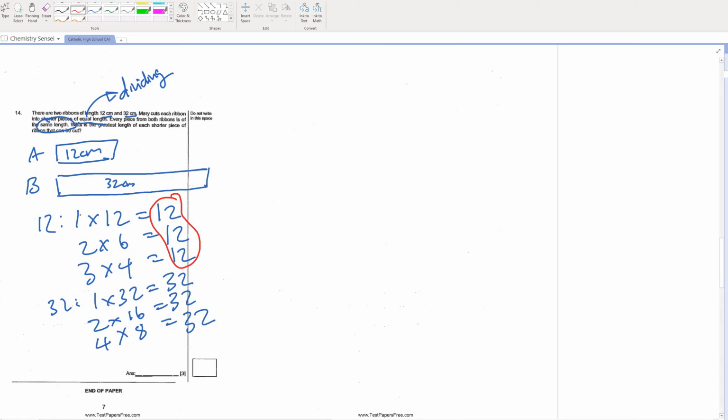Okay, so from here we know that they have a common factor of 1. They also have a common factor of 2 and a common factor of 4. Okay, from here we can tell that the greatest common factor is 4. Alright, so the greatest length of each shorter ribbon is 4 centimeter. Right, the correct answer is 4 centimeter.